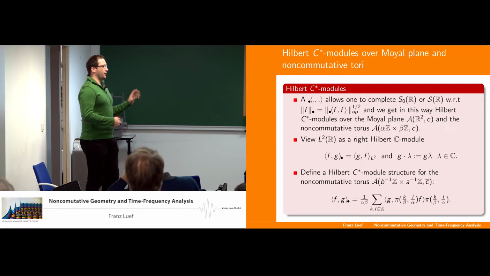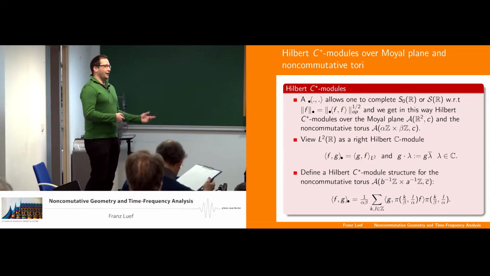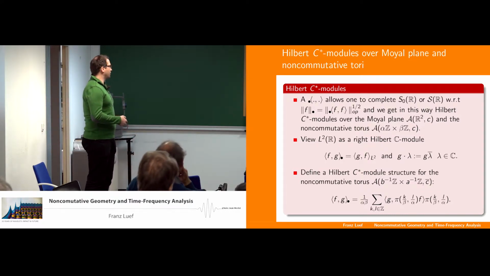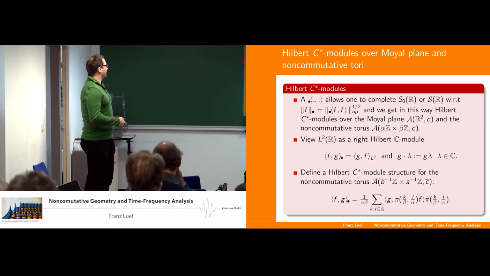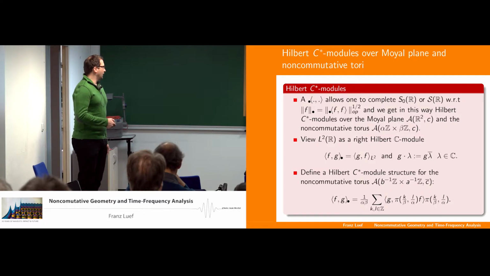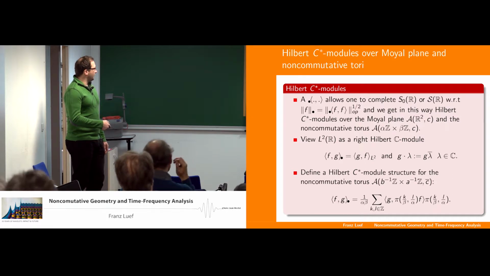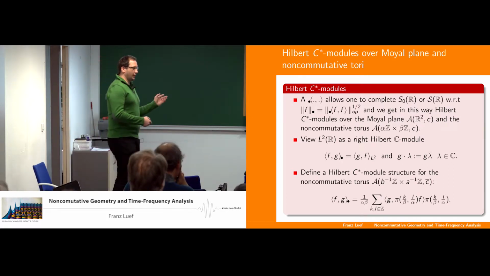You just view L2 as a right C-module. So the complex numbers are a C*-algebra, and so that's okay. You just view it in a different way, and if you do this, then you have this as your inner product, and the same for the noncommutative torus. But for the noncommutative torus, we use that we have this adjoint lattice and the operator algebra associated to this adjoint lattice. And then it turns out that if you pick this inner product, this gives you the right Hilbert C*-module structure.